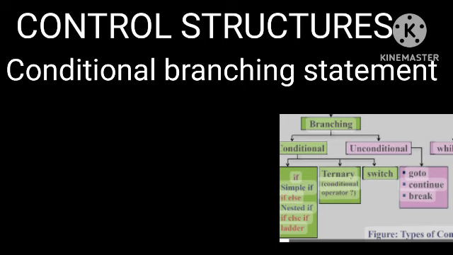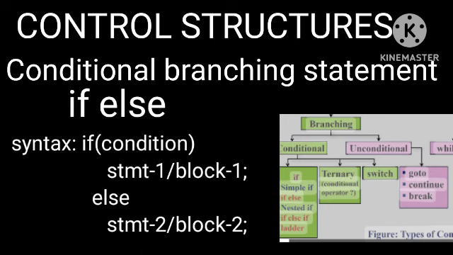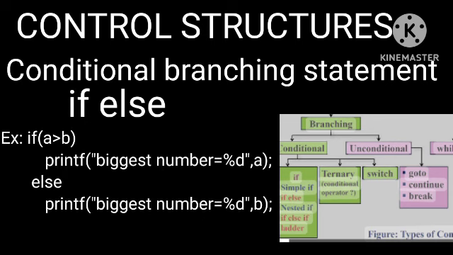Now let us discuss another control branching statement, if else. In the if else statement, we have two blocks or two statements. If the condition is true, then statement 1 or block 1 is executed, otherwise statement 2 or block 2 will be executed. The syntax is: if condition, statement 1 or block 1, else statement 2 or block 2. For example, if a greater than b, printf biggest number equals %d of a, else printf biggest number equals %d of b.